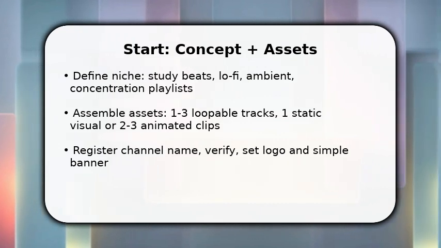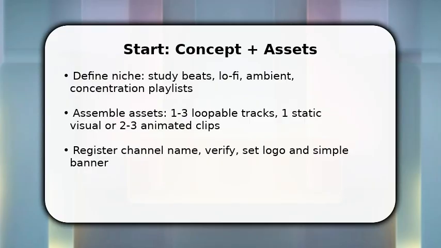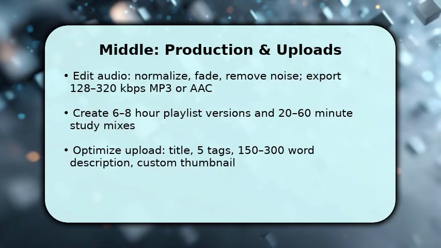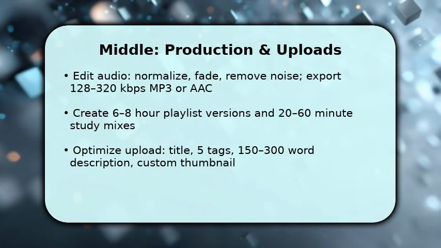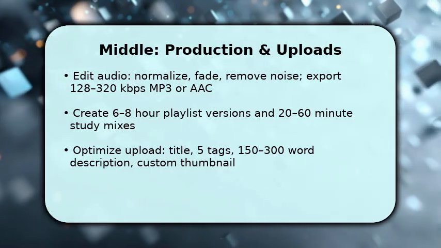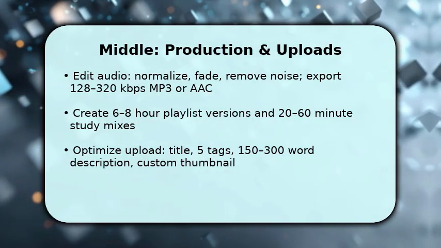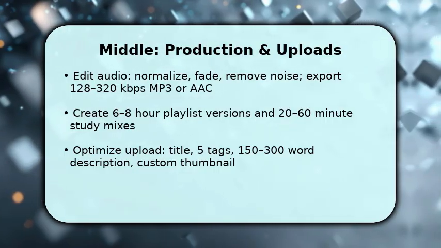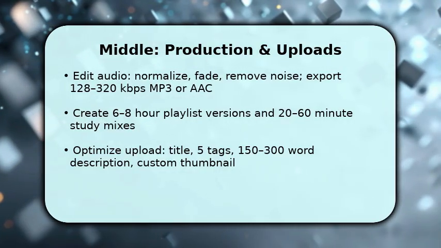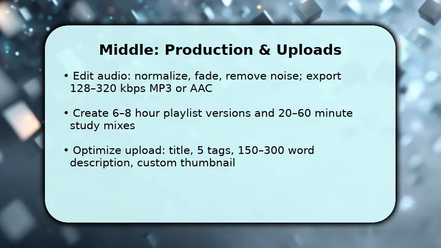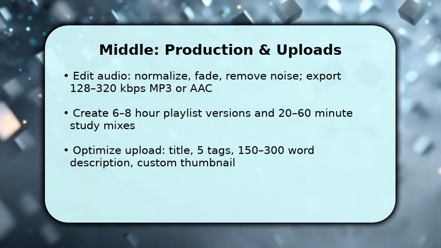You move into production by polishing audio. Normalize levels, add gentle fades, and remove clicks or hums. Export high-quality MP3 or AAC at 128 to 320 kbps. Once polished, render both long-form 6-8-hour loop files and shorter 20 to 60-minute mixes for variety.